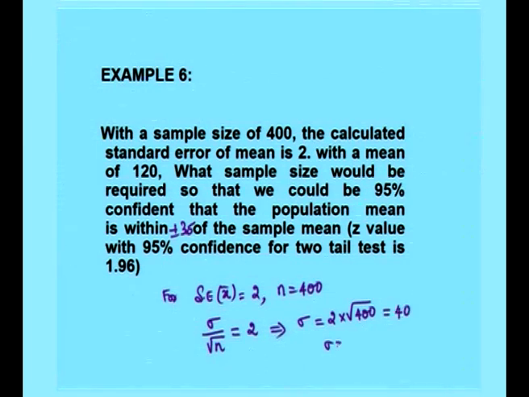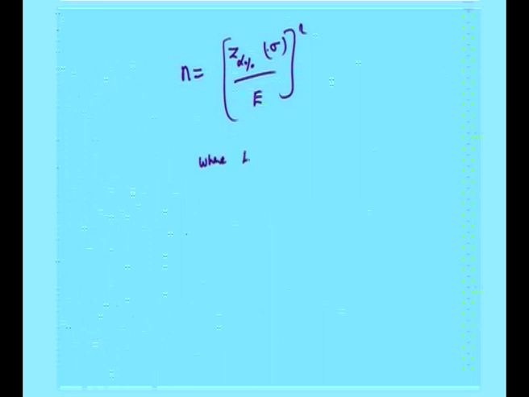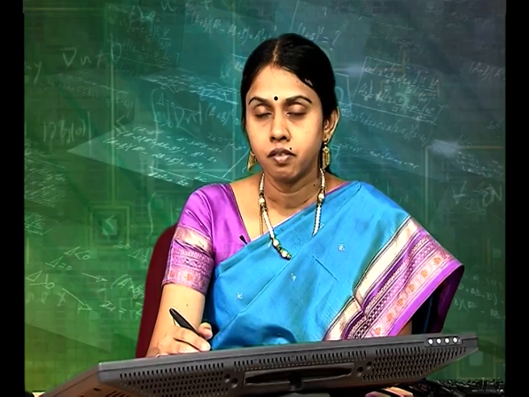So, you have the sigma value equal to 40, and the formula for sample size n is Z at alpha percentage into sigma divided by E, the probable error, whole square, where E stands for probable error. Probable error is different from standard error. This error is caused due to randomization, whereas standard error represents a standard deviation.